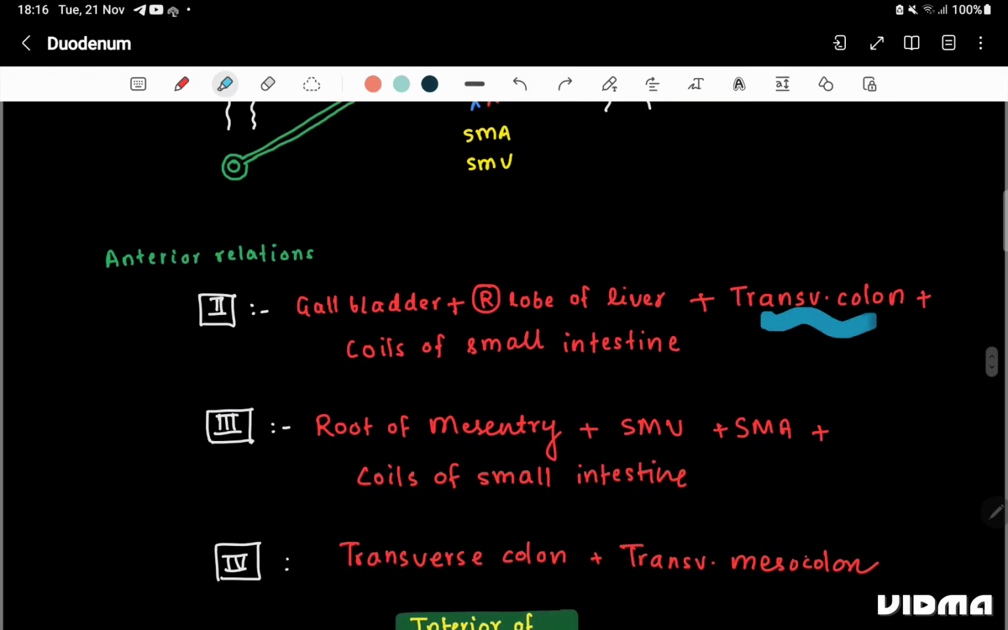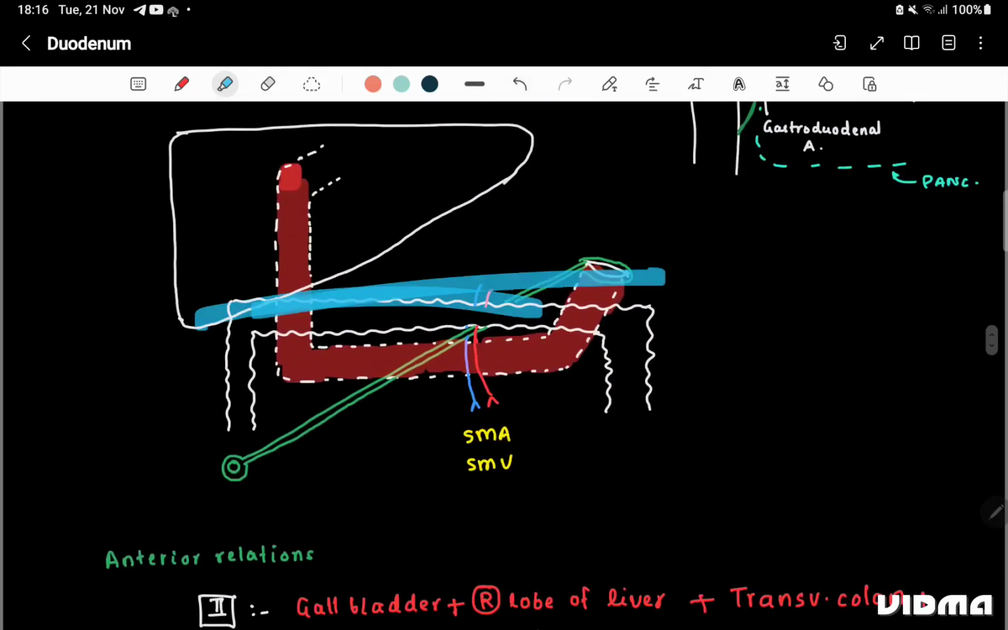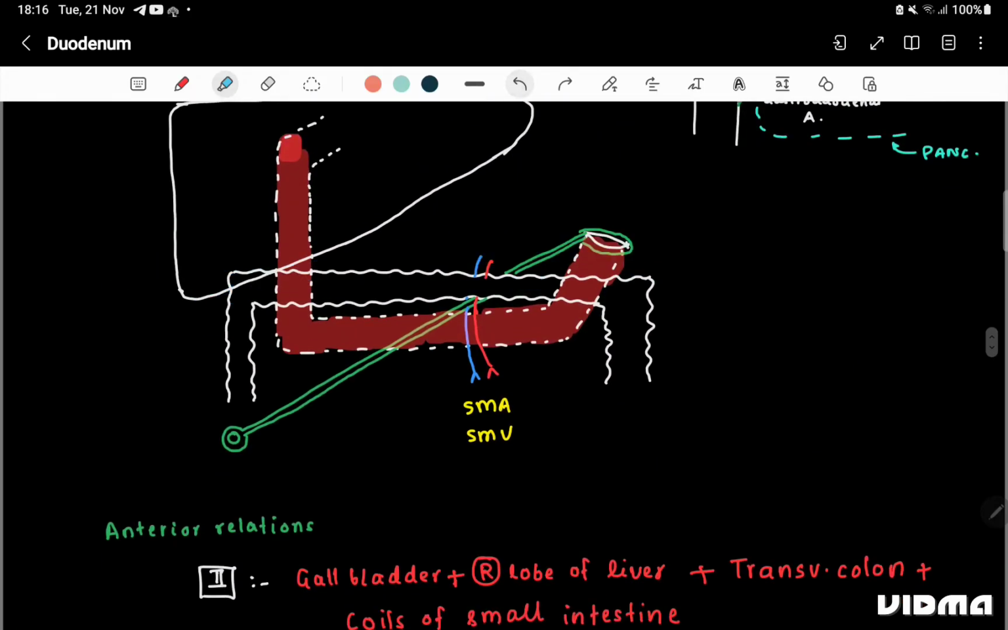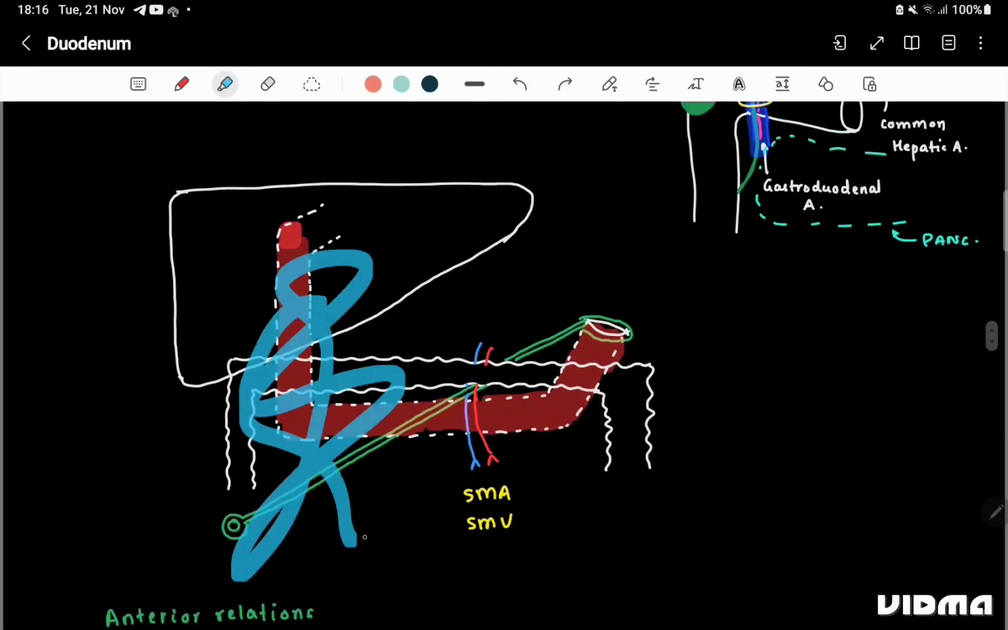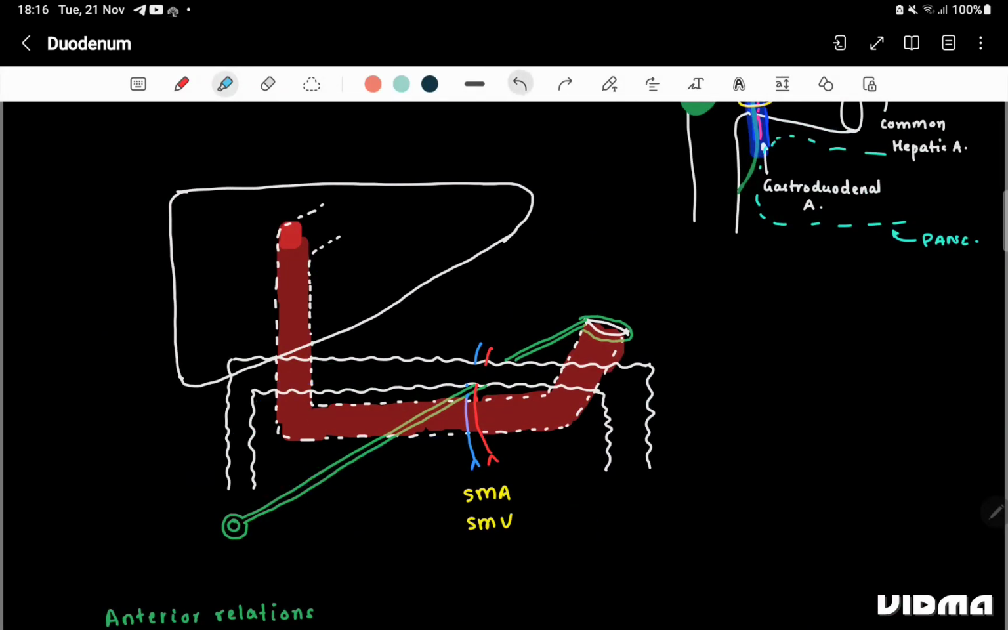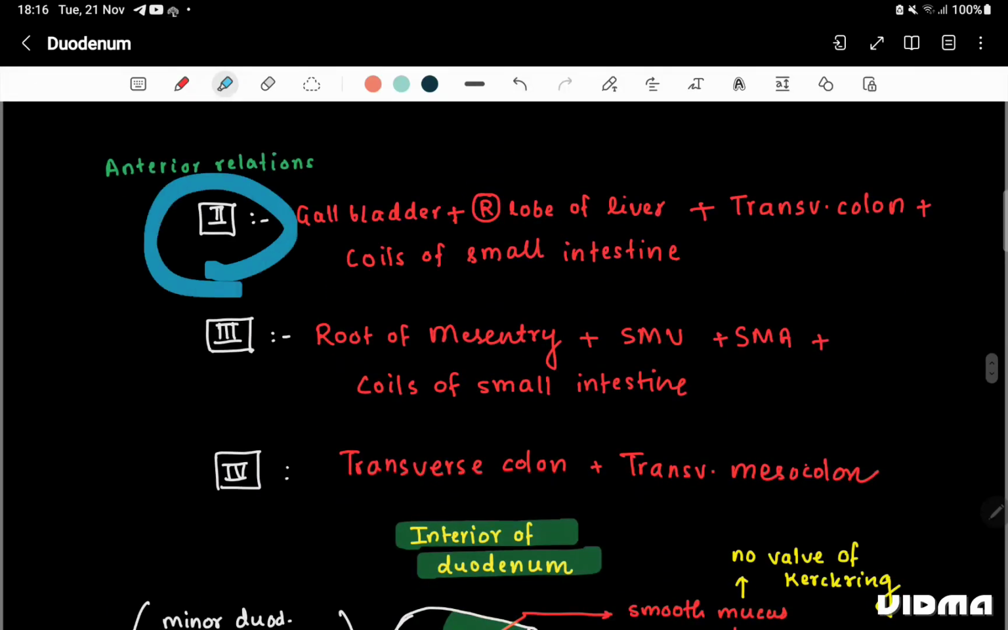Then we have the transverse colon, which must be lying somewhere here. And then we have the coils of small intestine, which are also present like this. So here we completed the anterior relations of the second part.